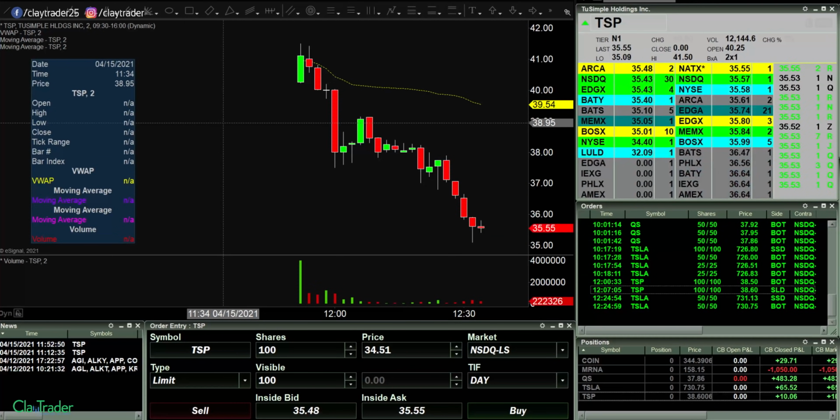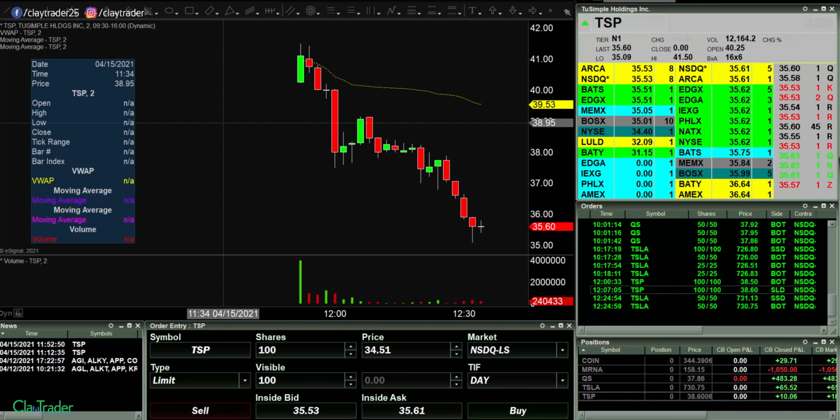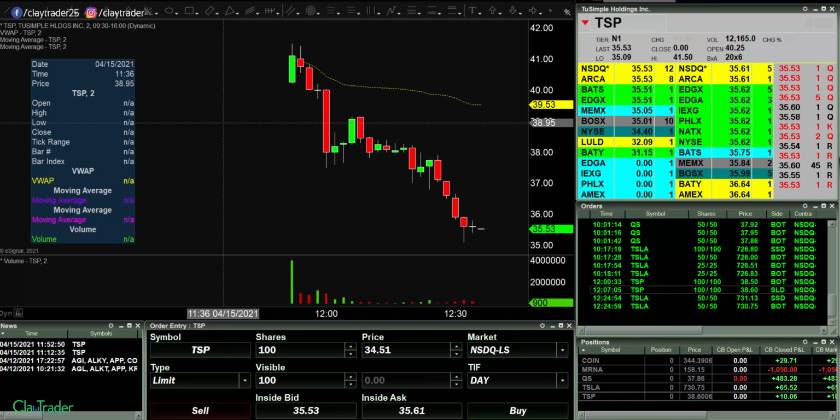But yeah, get out there, manage risk, honor those stop losses, because you never know when, by taking that smaller loss, you could be preventing and saving yourself from a much bigger loss, which would have been the case here.